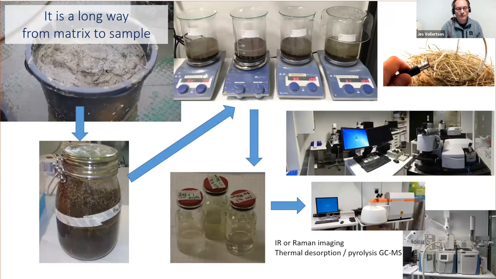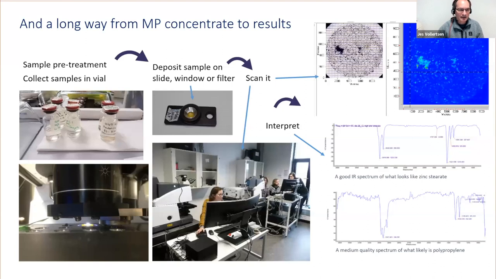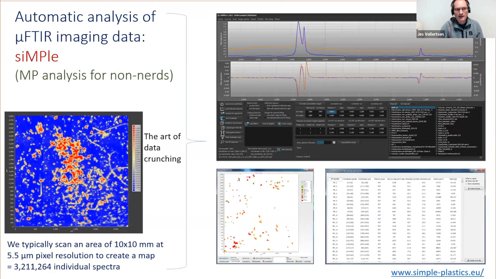I mean, it's a long way from this bucket of mud to the concentrate. This is the concentrate that we analyze on our fancy machines, right? Fancy, expensive, big, heavy machines. So to get all the plastics out here is quite tough. And then we also have to do this analysis, which is actually also pretty tough. So we deposit these small things here, the plastics in small vials under this scanning FTIR microscope, and then we get a lot of data out of it. A scan like this is shown here, 10 times 10 millimeters, is about 3.2 million individual spectra that we get when we're doing a scan like this. And then we have to interpret it.